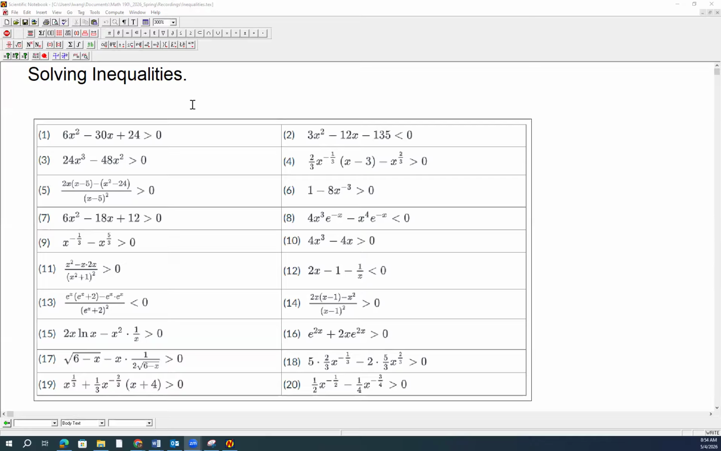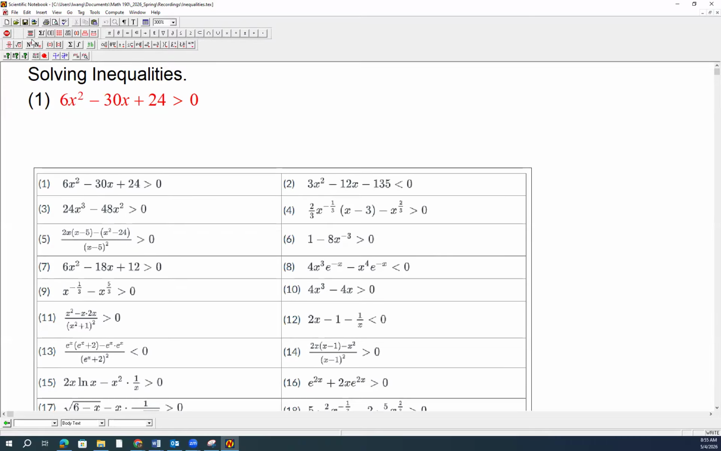So without further ado, let's select a couple questions. I'm trying to control this lesson around 1 hour, and if necessary, I'll make another one. So let's start from the first one, which is the simple one. The first one, we've got 6x squared minus 30x plus 24, and we wish it to be positive.